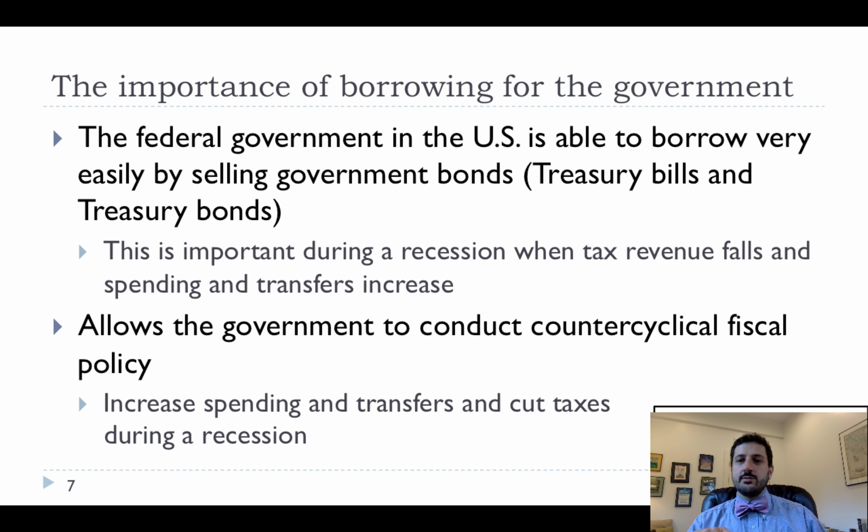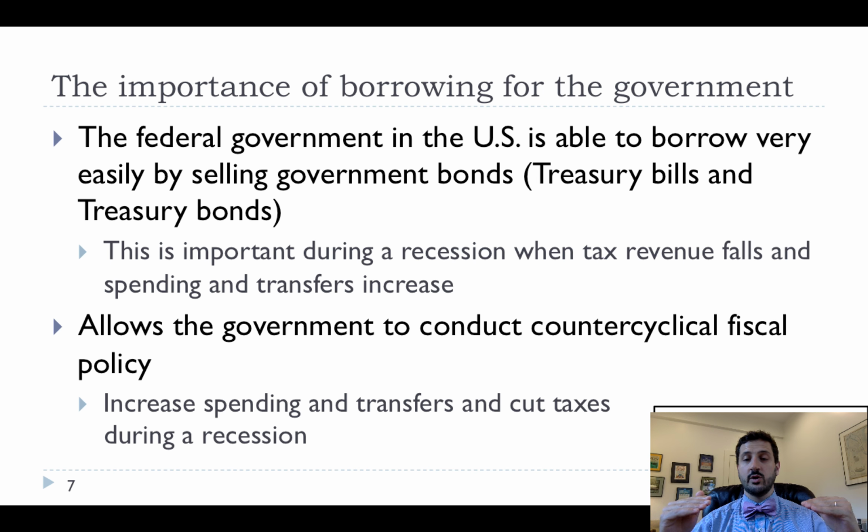One of the things that's important to remember is that the federal government is able to borrow much more easily by selling government bonds, what are called Treasury bills and Treasury bonds, than our state or local governments. And so during a recession, when tax revenue falls and spending increases, they're more likely to have to borrow. That's much easier for the federal government than for any other level of government. And this is what allows the government to conduct counter-cyclical fiscal policy, meaning that spending goes up during a recession and falls during an expansion. Taxes go up during an expansion and fall during a recession.